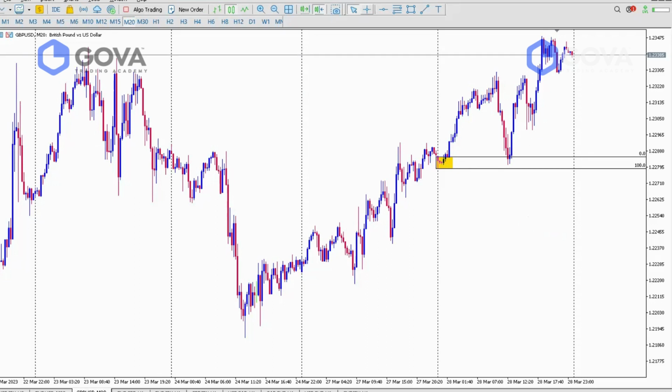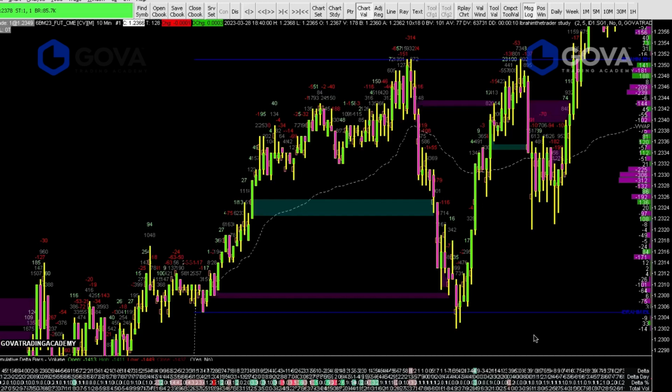Okay. Now let's go back to the footprint chart again to see what is happening on this zone. When price came back to this zone, what happened? When price came back to the zone, we should be able to see a shift from sellers to buyers. Sellers were being absorbed and buyers are taking over. We should be able to see it with exact figures.